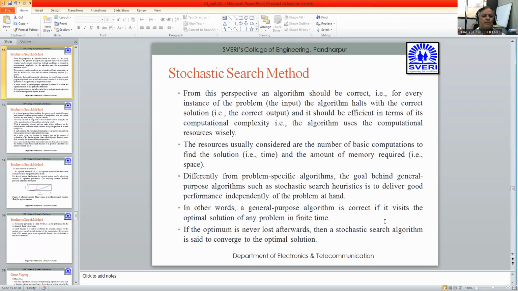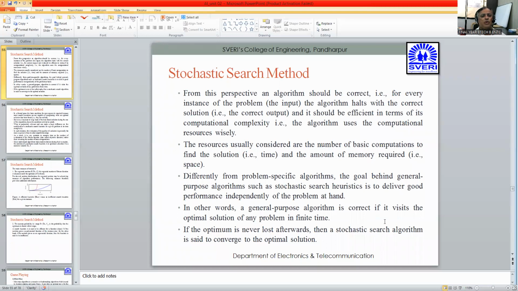From this perspective, an algorithm should be correct. That is, for every instance of the problem, the algorithm halts with the correct solution, and it should be efficient in terms of its computational complexity. The algorithm uses the computational resources wisely. As far as the perspective of the algorithm is concerned, it should be correct for every instance of the problem, halt with the correct solution, that is, give a correct output, and also be efficient in terms of computational complexity.